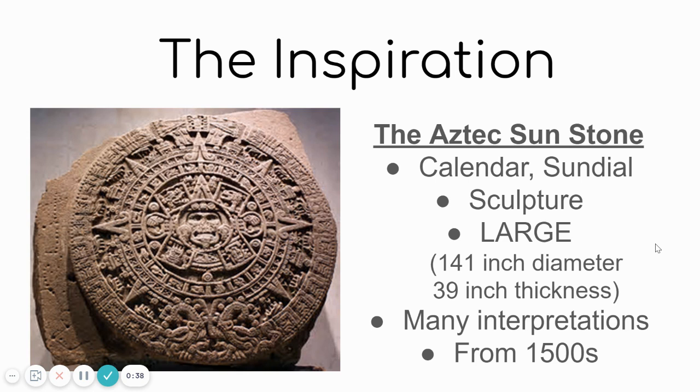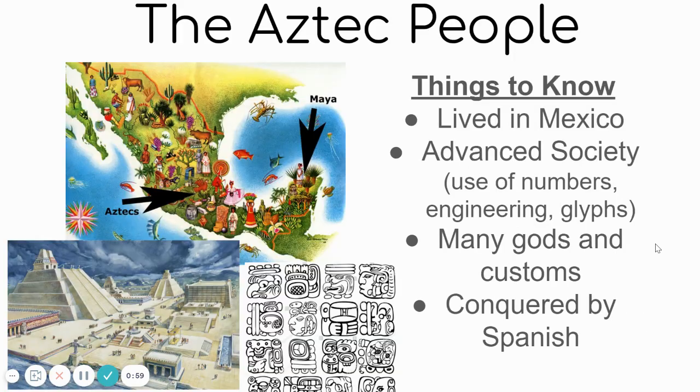It's one of the groups that were native to Mexico. So this sculpture is very, very large. It's 12 feet across and it weighs about 24 tons. So it is just huge. There are lots of different ideas about what it means. Some people think it's a calendar. Some people think that it's a sundial. Some people think that it predicts different events.